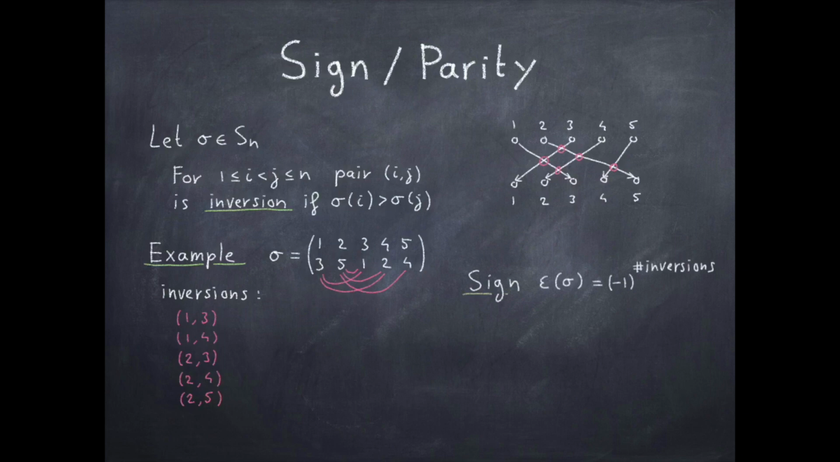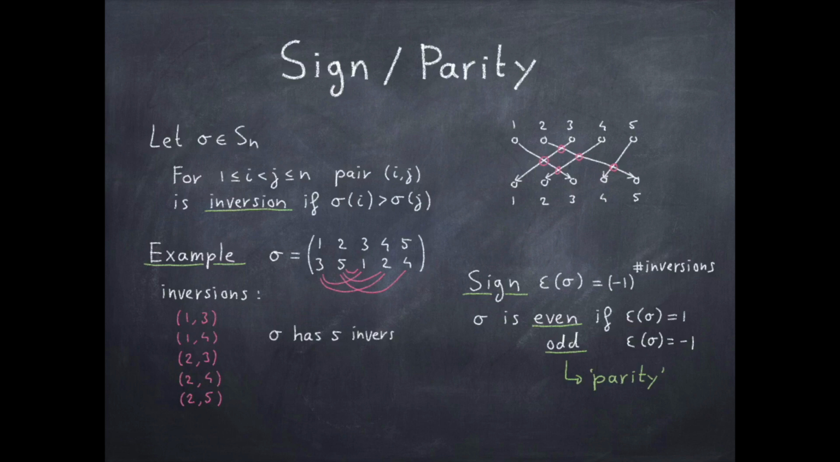Given a permutation sigma, we say that sigma is an even permutation if the number of inversions is even. If the number of inversions is odd, we say that sigma is an odd permutation. This is called the parity of the permutation. The sign of the permutation is -1 to the power of the number of inversions. So an even permutation has 1 as sign, and an odd permutation has -1 as sign.